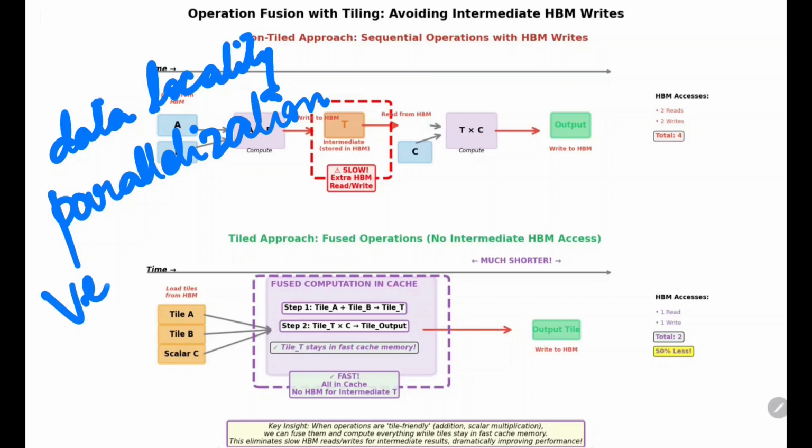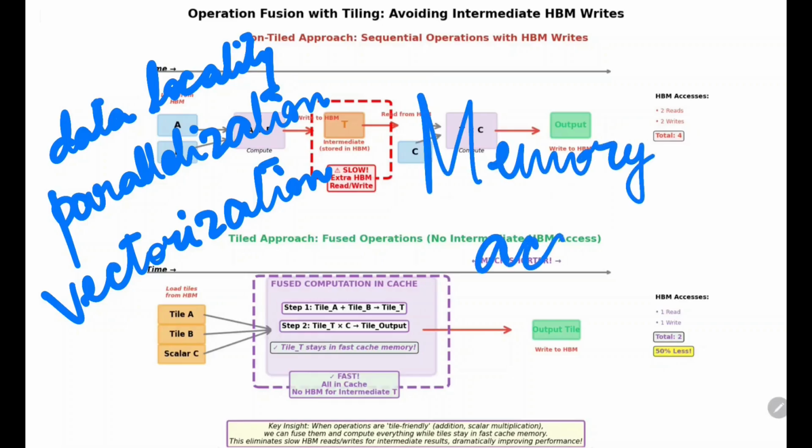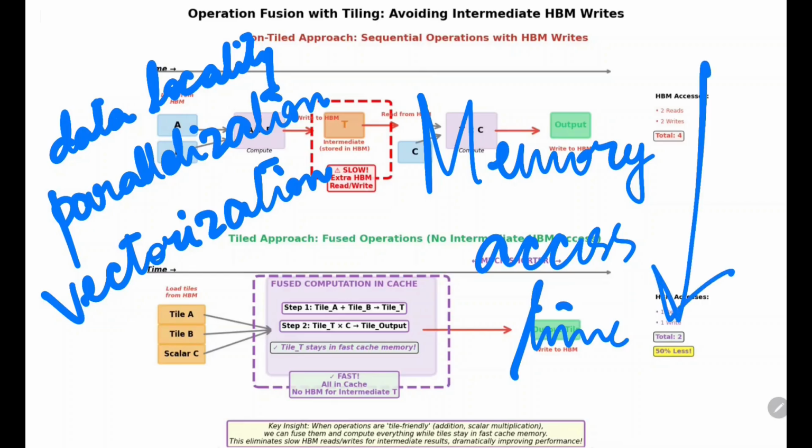Then there is vectorization, which is that tiled operations are often designed to be compatible with single instruction multiple data instructions, allowing a single processor core to perform multiple operations simultaneously. The result is a substantial reduction in memory access time and an increase in computational speed and efficiency.